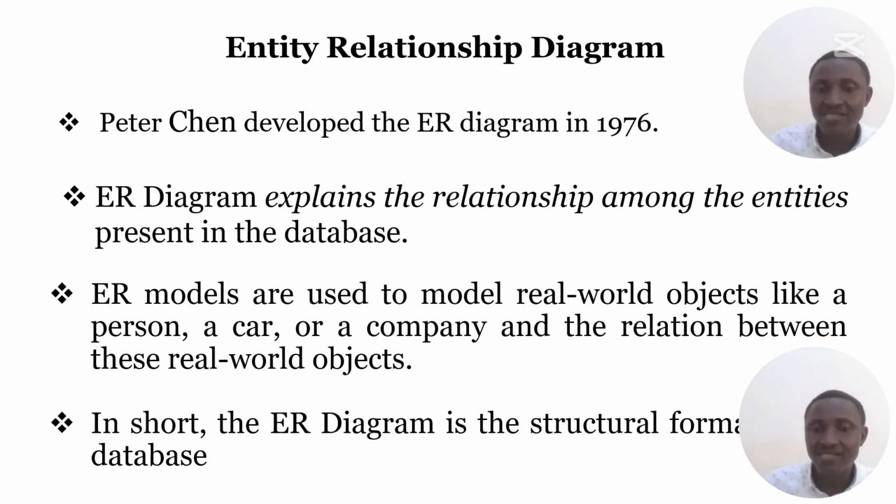Objects like humans, like employees in a company or organization, like departments in a company, like departments in a university, lecture halls, hostels of students, and all of that, just to establish relationship between all of these entities or objects. So in short, we'll say that entity relationship diagram is the structural format of our database.